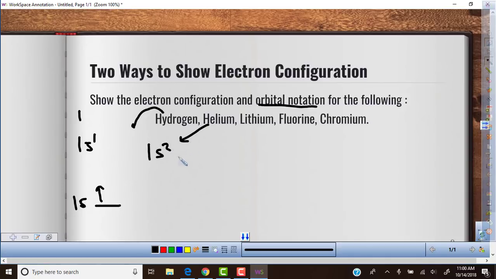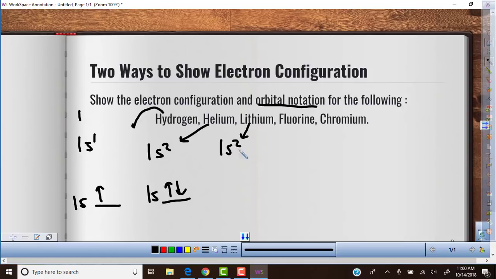And that would be our electron configuration. And to show our orbital notation, we have 1s, with an up arrow and a down arrow. Okay? Lithium is number 3. If we look at it on the periodic table, it is in the 2s orbital, but we need to describe all of the orbitals before then.